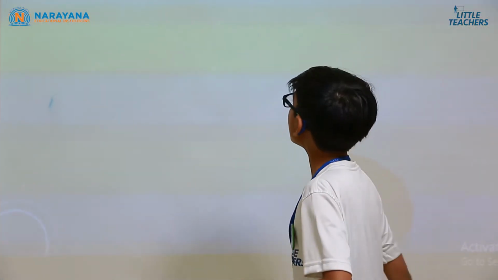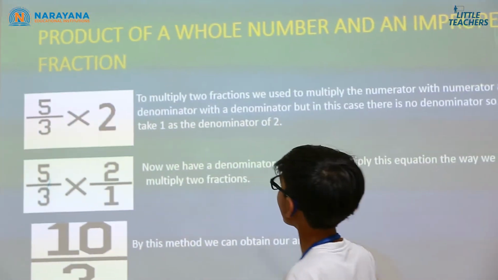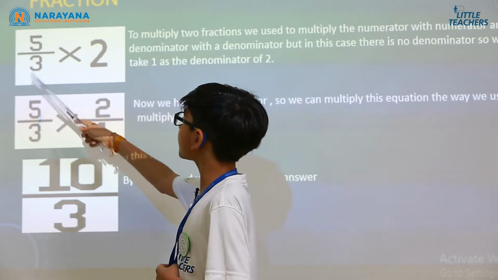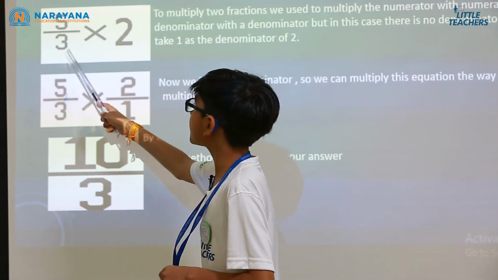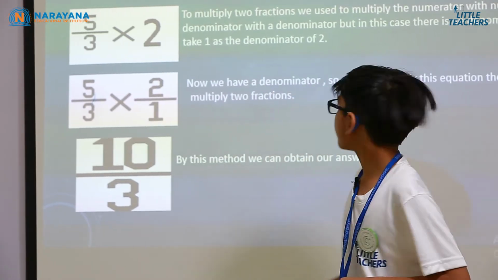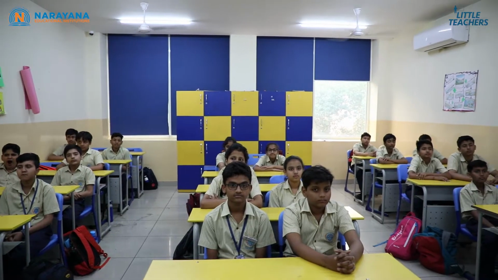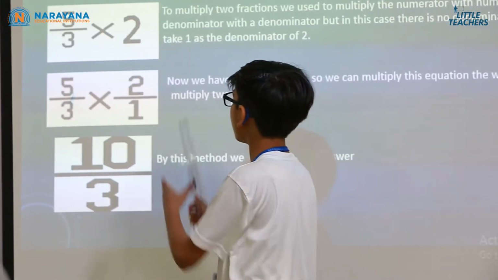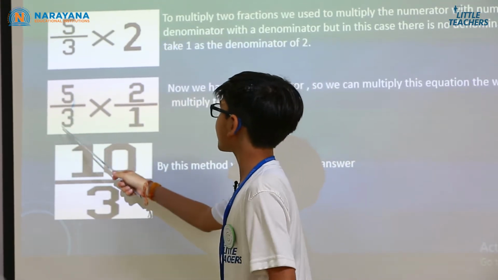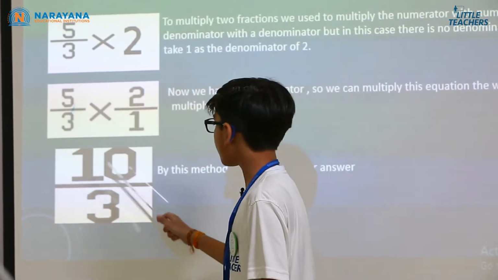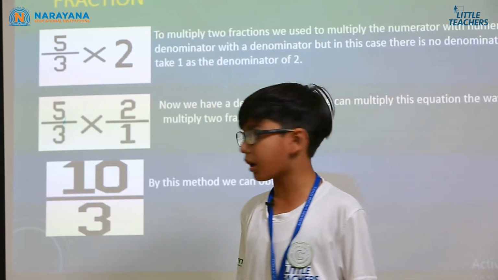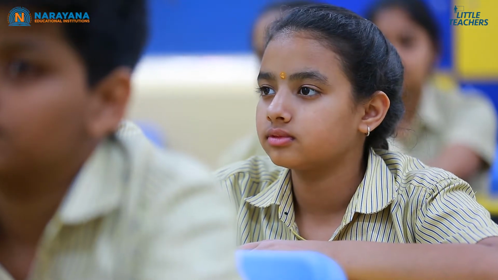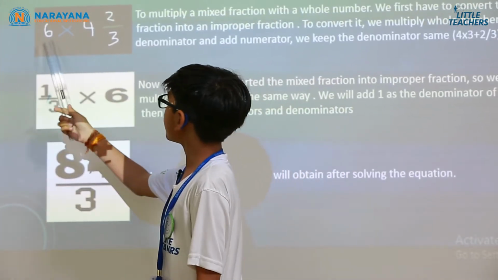Now let's move to our main topic, which is product of a whole number and a proper fraction. Now let me tell you about the proper fraction. A proper fraction is a fraction in which the numerator is smaller than the denominator. Now let's get to multiplication. As I told you in fractions, we have to multiply the numerator with numerator and denominator with denominator, but in this case the whole number does not have a denominator. So we will assume just 1 as the denominator of 5. So now we have numerators as well as denominators. So we will simply multiply it. 5 into 8 is equal to 40 and 1 into 10 is equal to 10.